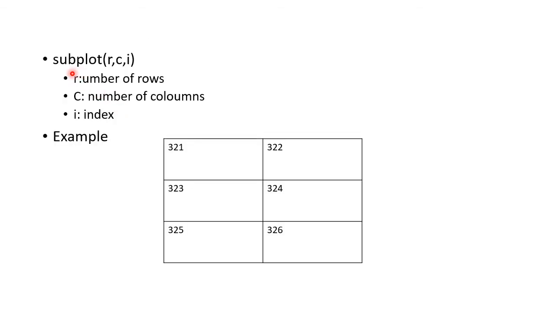Okay, next function is subplot function. You can divide a particular plot area into several number of rows and columns. So for instance, this plot area is divided into subplots. How many? There are 6. How is it divided? There are 3 rows and 2 columns. 3 rows, 1, 2, 3, and 2 columns, 1, 2.